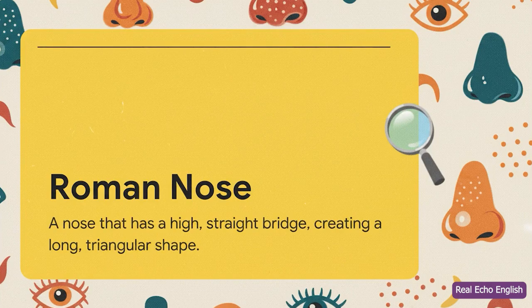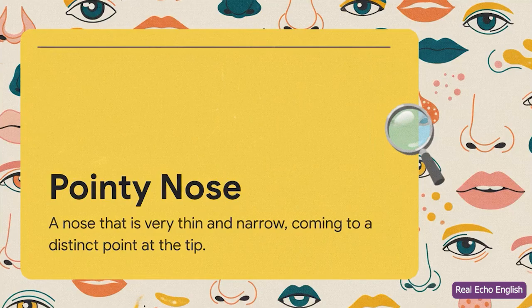You've probably seen this shape in old statues and classical art. That's actually where it gets its name. The key thing to look for, like it says here, is that high, straight bridge. It makes this strong, prominent line right down the center of the face, and it gives someone a really distinct, almost powerful look.